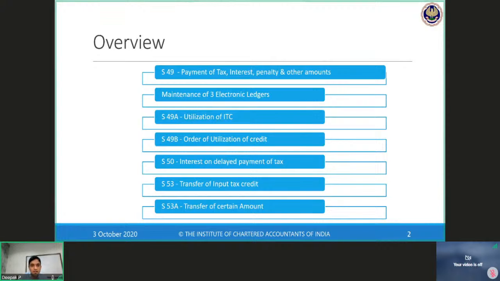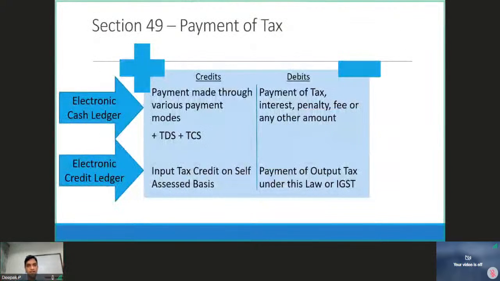But the credit in your cash ledger and credit ledger will come from TDS and TCS. That is relevant, right? Because in the question they will tell TDS has been deducted. You cannot just say no, it is out of syllabus. You will have to take that credit for your calculation purpose, and that TDS has to form a credit in your electronic cash ledger. That's the reason, to the extent it is relevant, we are covering it here.